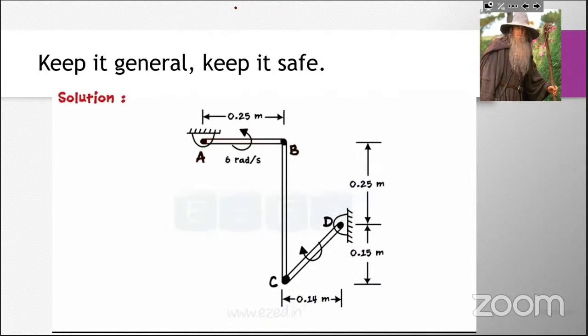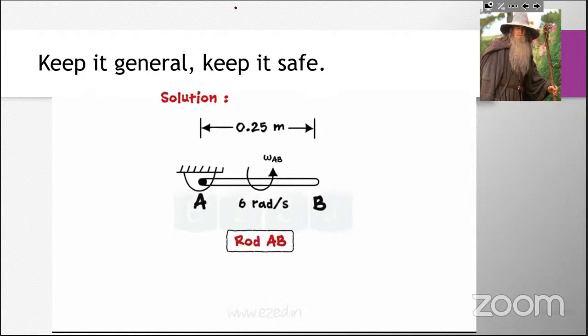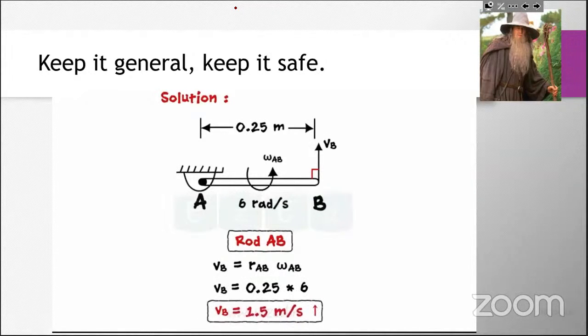Here, rod AB performs rotation motion about A, rod CD performs rotation motion about D, and rod BC performs general plane motion. Consider rod AB. Rod AB rotates about a point A, so direction of velocity at point B would be perpendicular to the radial distance AB. Therefore, using relation between linear velocity and angular velocity, on substituting the values, we get velocity of Vb as 1.5 meters per second.